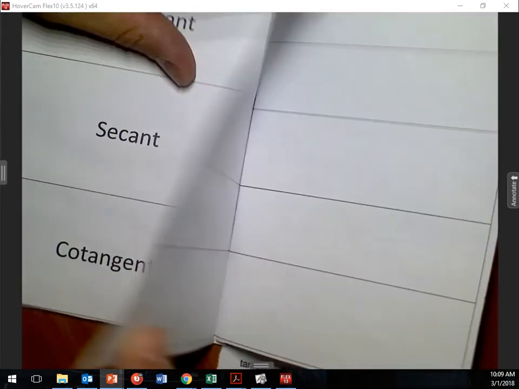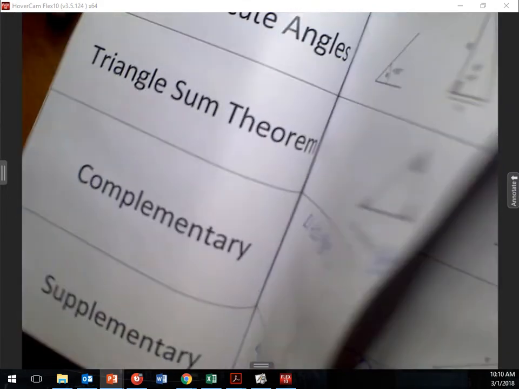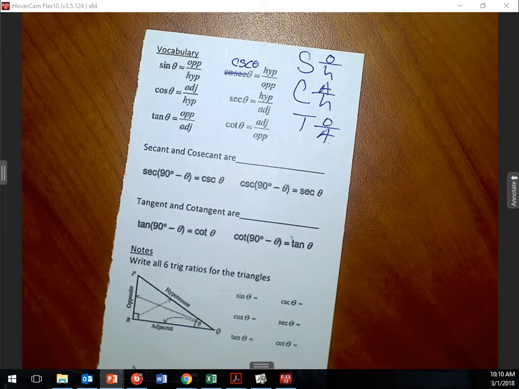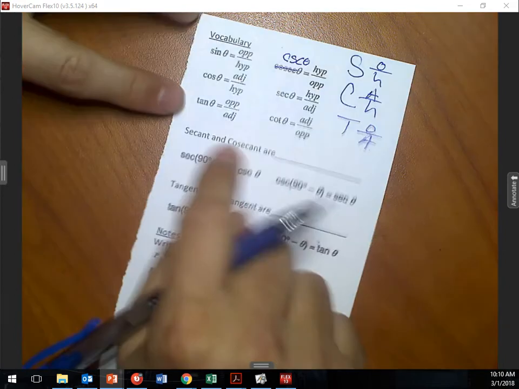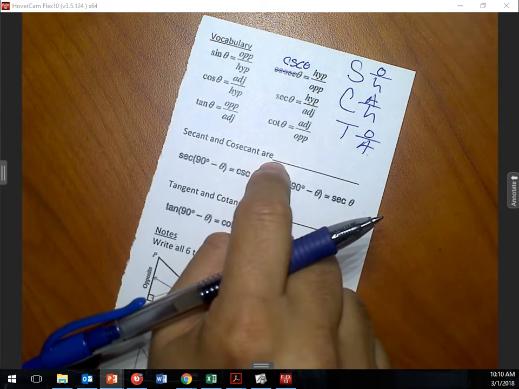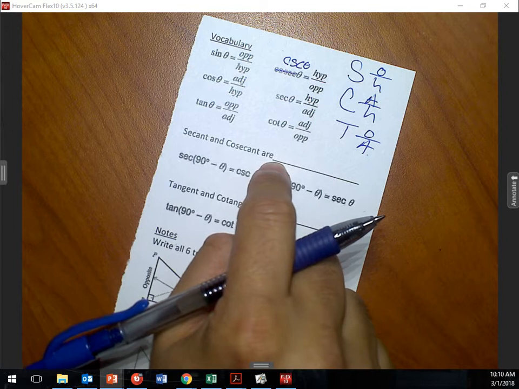Okay, so you guys got some extra room there too. I'll tell you guys tomorrow what you should probably put in this. Okay, all right, so let's go back to this. Now that we have that vocabulary in our handy dandy, let's take a look at a couple things. Secant and cosecant are reciprocal.